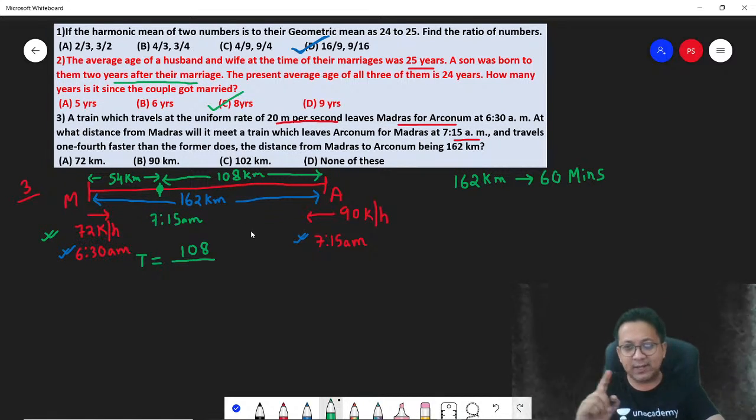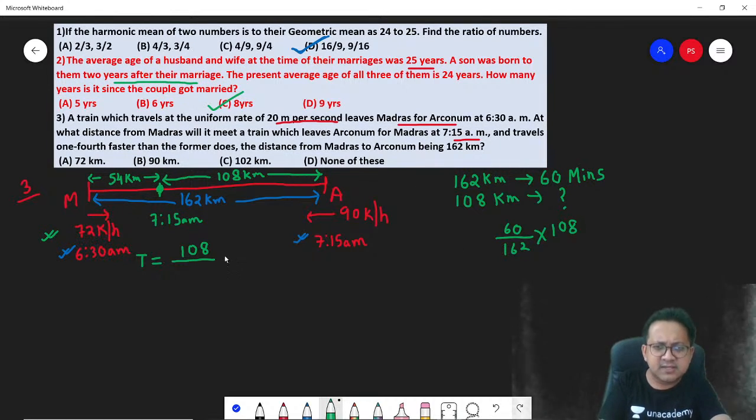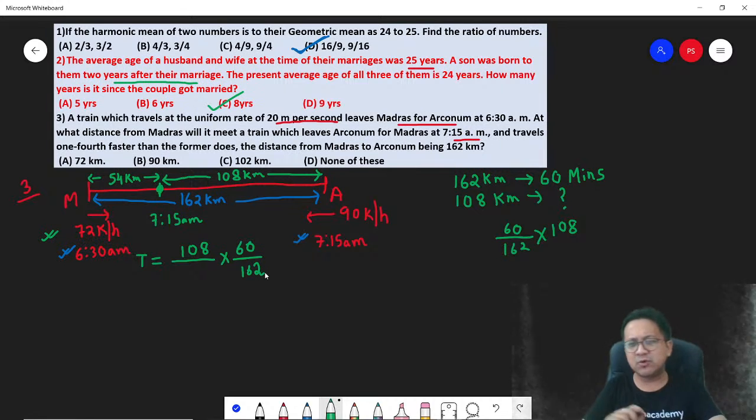the distance between them is only 108 kilometers. So 108 kilometers is covered in how much time? That is what you need to find, right? So how will you say it? You will say 60 divided by 162 into 108. So can I write that? 60 divided by 162 into 108 will get you the minutes.